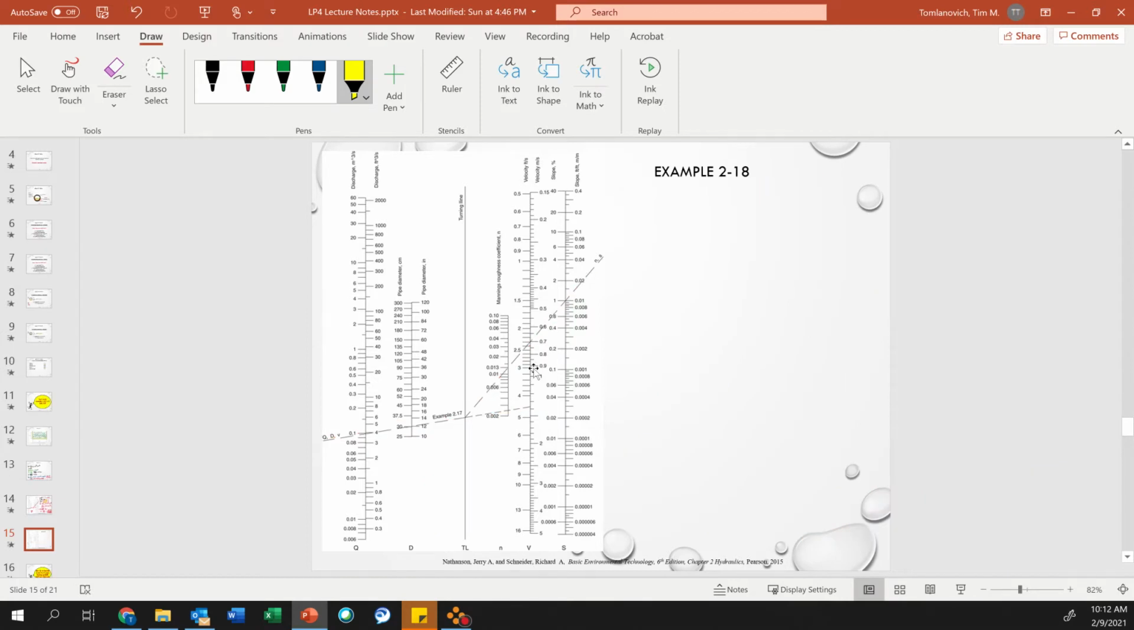Let's do 2.18. All right, a 450 millimeter diameter storm sewer.